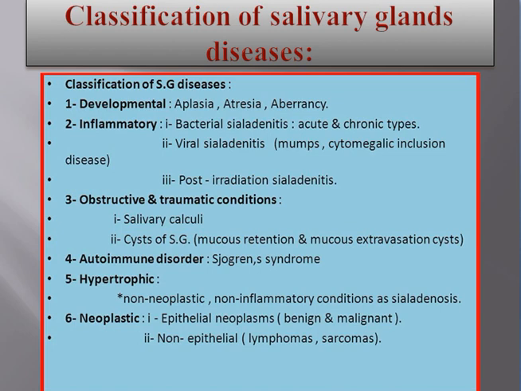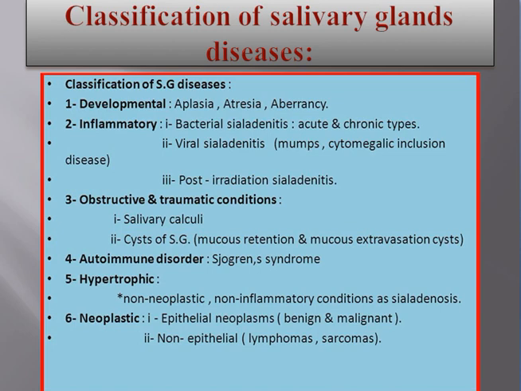The third part, obstructive and traumatic conditions. So it can be salivary calculi or sialolithiasis, or cysts. Autoimmune disorders like Sjogren syndrome, with Mikulicz disease as a part of this syndrome, and hypertrophic, non-neoplastic, non-inflammatory conditions such as sialadenosis.